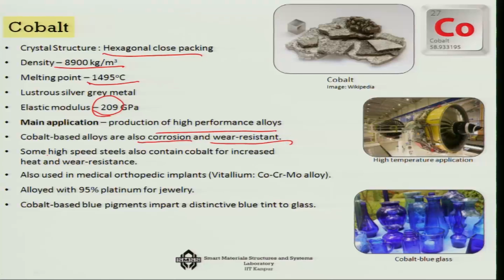Some high speed steels contain cobalt, I already talked about them, for heat and wear resistance. Some medical orthopedic implants use cobalt, chromium and molybdenum together, there is a Vitallium which is used in medical orthopedic implants, and they are sometimes alloyed with platinum, 95% platinum and 5% cobalt for jewelry applications.